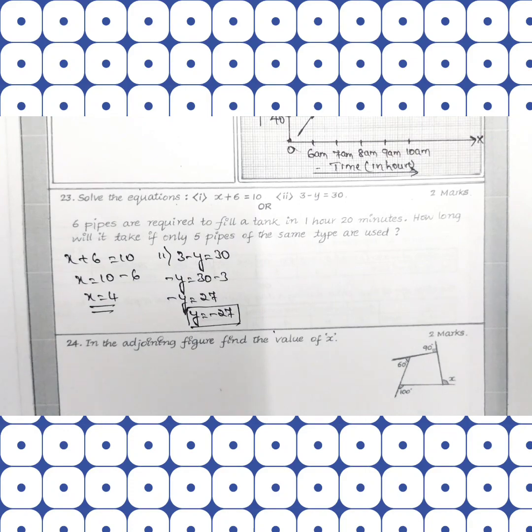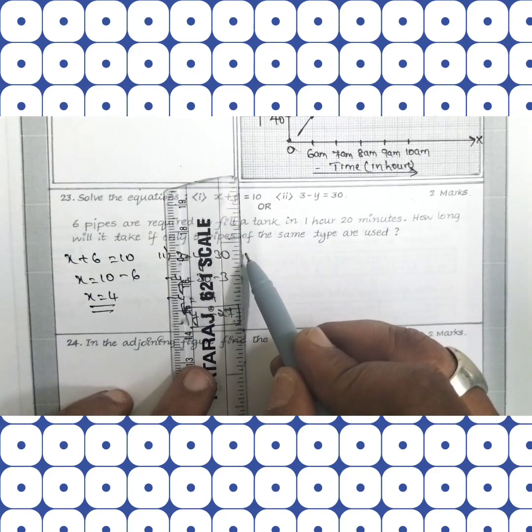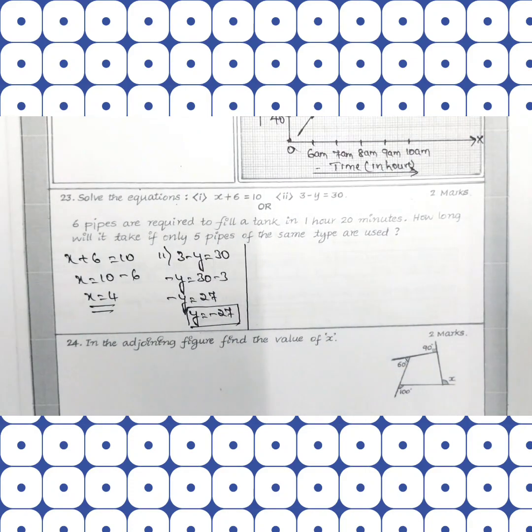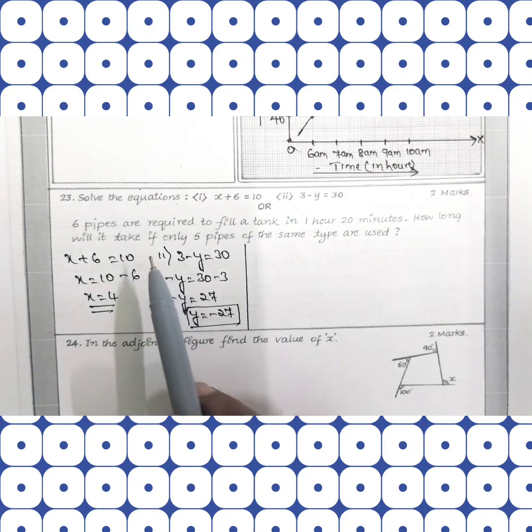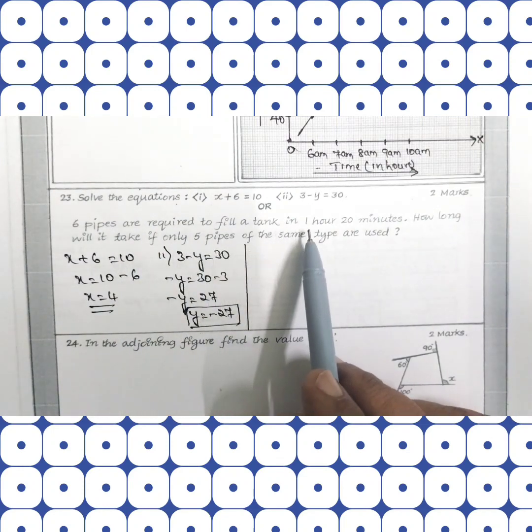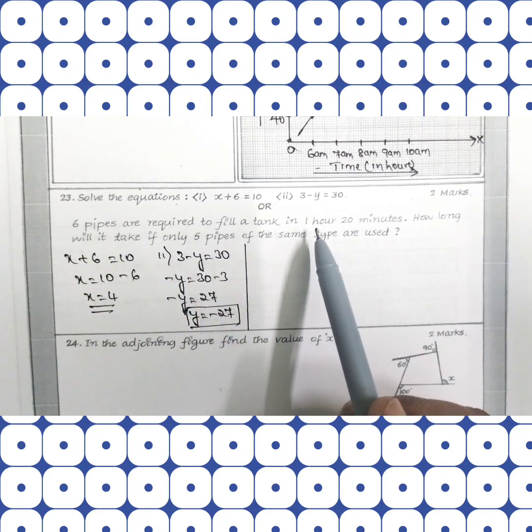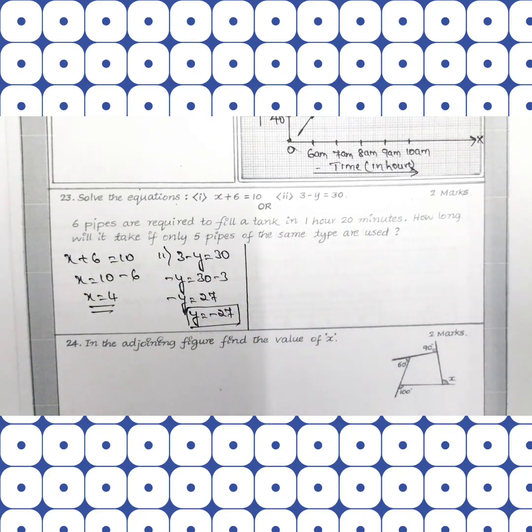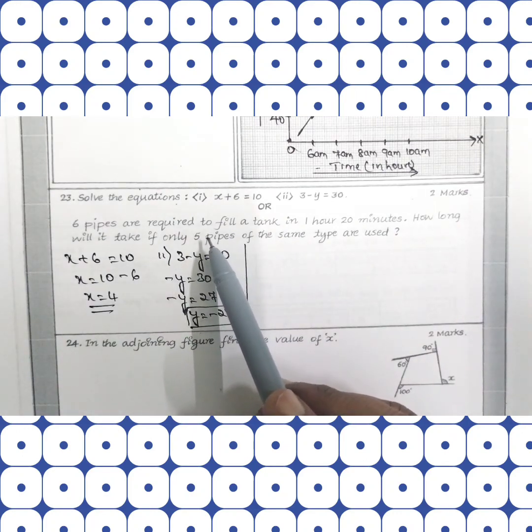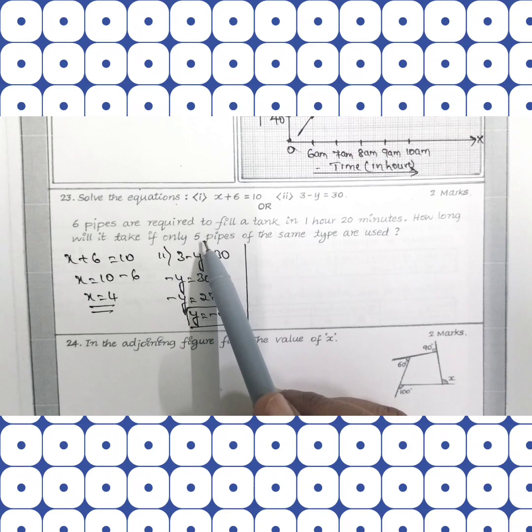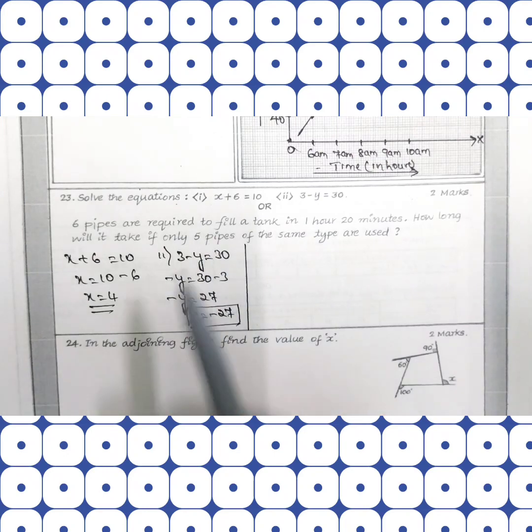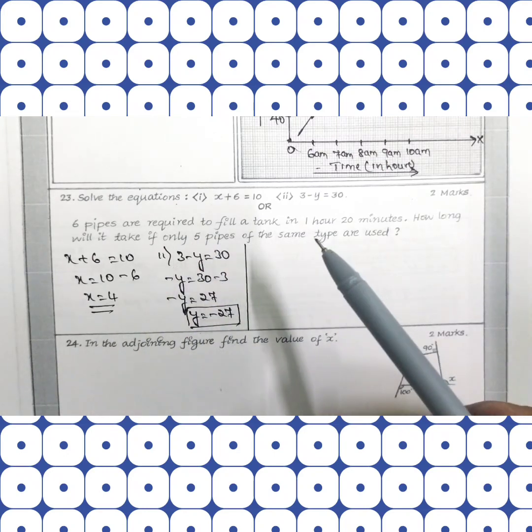So here only one more question is there. So let us answer that question also. 6 pipes can required to fill a tank in 1 hour 20 minutes. How long will it take if only 5 pipes of the same type are used? ಇಲ್ಲಿ 6 ಪೈಪು 1 hour 20 minutes ನಲ್ಲಿ ತುಂಬಿಸಿದ್ರೆ fill the tank, then number of pipes reduces here. As the pipe reduces, it will take more time. So pipe ಕಡಿಮೆ ಆಗಿರೋದ್ರಿಂದ ಟೈಮ್ ಜಾಸ್ತಿ ಹಿಡಿಯುತ್ತೆ.